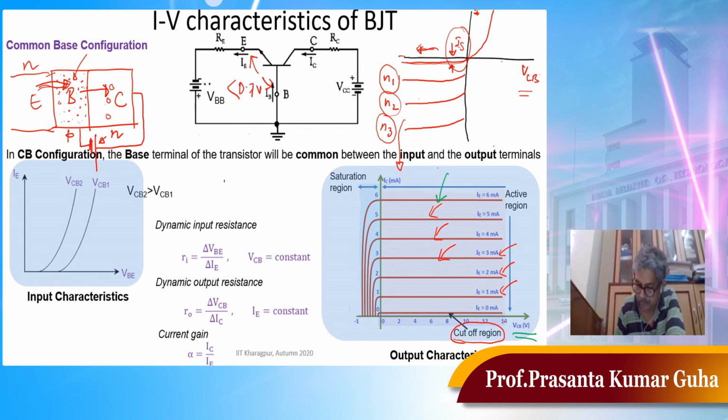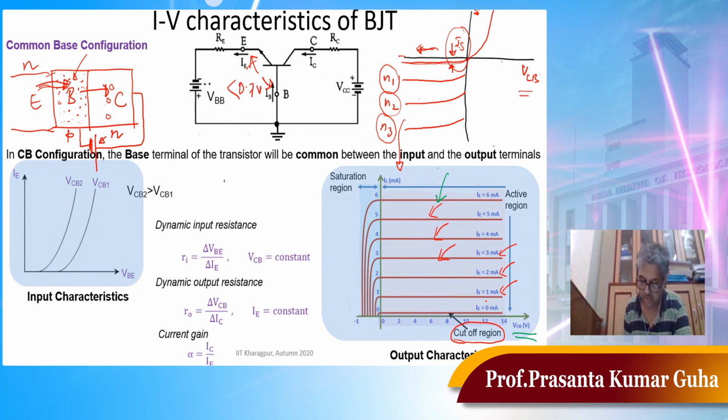Even if the collector base junction is in reverse bias, there is no supply of electrons from the emitter side, because the base emitter junction is no longer forward bias. In that case, you will have the cutoff region, with a very little amount of current, of the order of picoamp to femtoamp. So now I think the active region and cutoff region are clear.